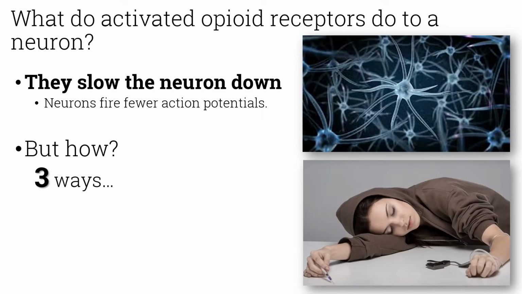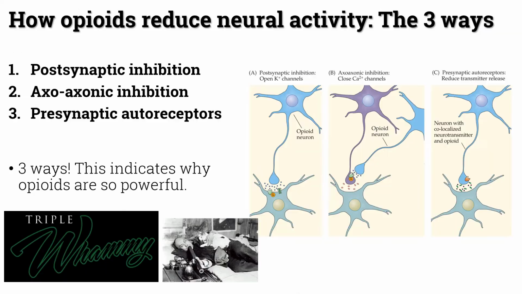So as I mentioned, opioids hyperpolarize neurons and result in a lower firing rate. So let's take a minute to look at the mechanisms that underlie that effect. There are at least three different mechanisms by which opioids can reduce neural activity: postsynaptic inhibition, axoaxonic inhibition, and presynaptic autoreceptors. On the right-hand side, you can see three different panels illustrating these different effects.